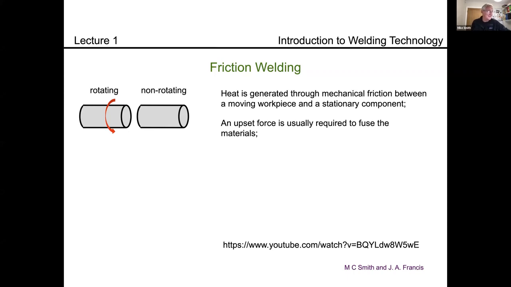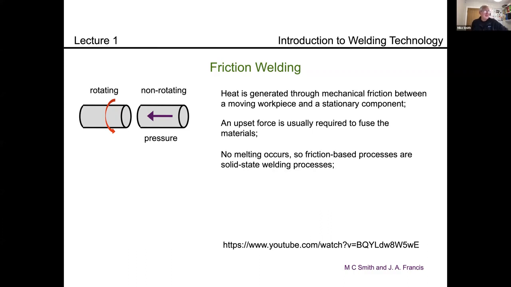You usually have a force pushing them together to fuse them. So you've got pressure and rotation, and that allows you to form a welded joint. Now, it doesn't melt. It just gets really hot and squishy. A bit like the blacksmith and his hammer, but doing his pressure and heat welding. So this particular form of welding doesn't melt the material.